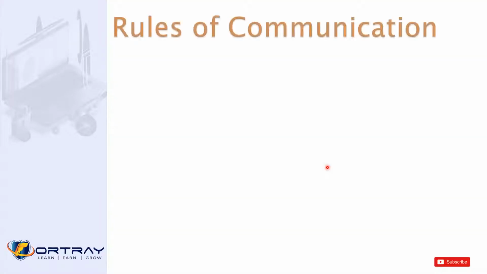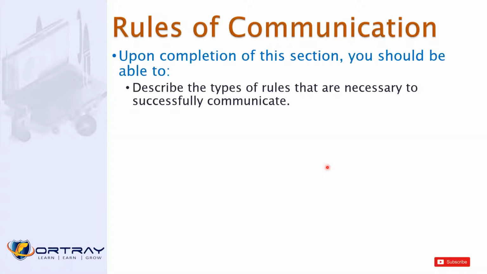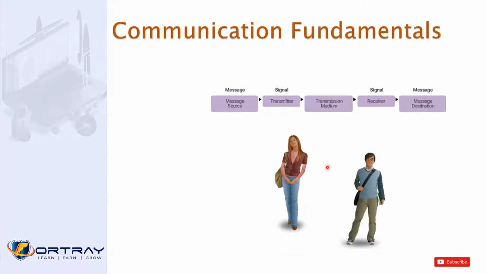So basically the first item, rules of communication. We are going to discuss the types of rules that are necessary to communicate. Communication fundamentals: whenever two people are communicating with each other, what is involved actually? Many things are involved, as you can see. In human communication, there is always a message source and a message destination.